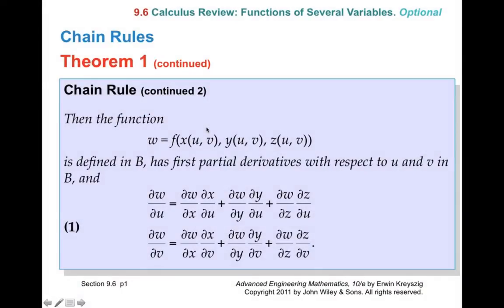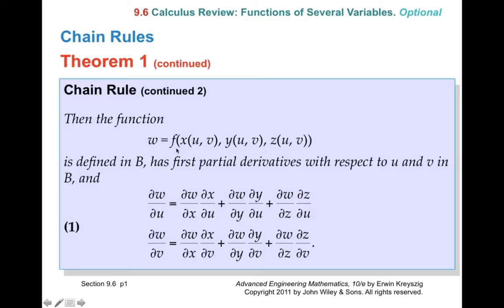Okay, this part of the course we want to do a calculus review, a vector calculus review. The first thing that we want to look at is if we have a function of multiple variables. So in this case we have some function w. It's a function of x, y, and z, but then x itself is a function of u and v, y is a function of u and v, and z is a function of u and v.